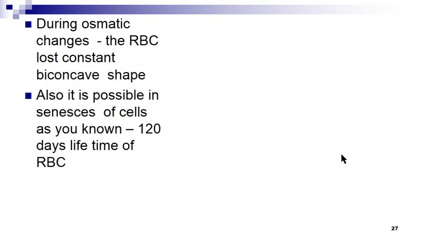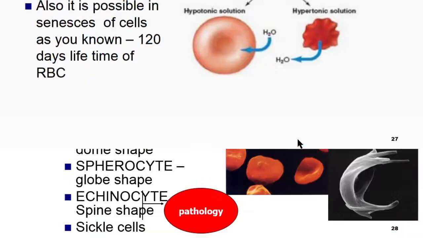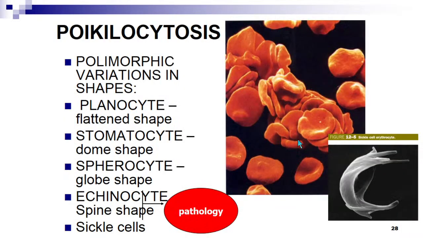During changes of osmotic pressure, the red blood cells also lose the biconcave shape. It's possible during some hypertonic solutions, when we're talking about plasmolysis. Yes. So we're talking about another moment. This is poikilocytosis.